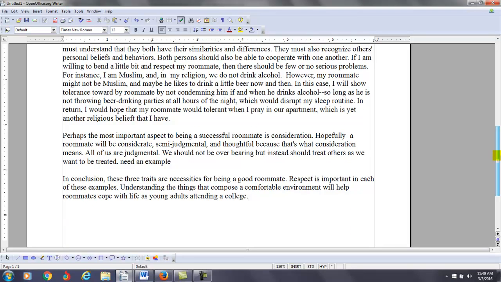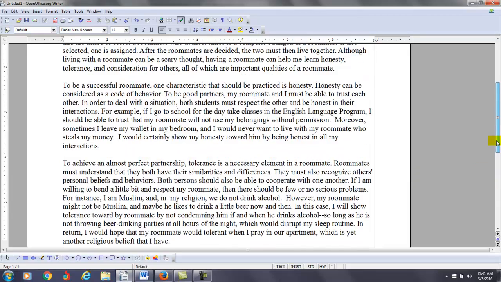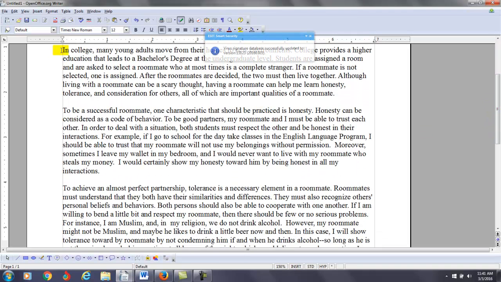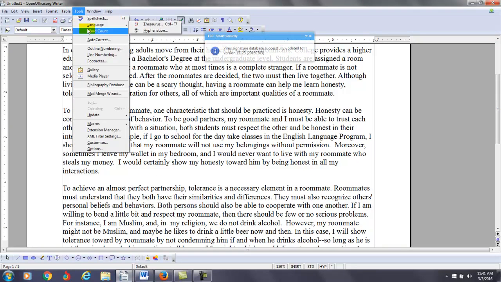I would, instead of saying these three traits, it might be better to repeat them one more time, but you are restating the points here. Then you bring up the respect thing. I don't know if I would do that. It kind of brings it into a different direction, but okay, let's edit it one more time. Let me spell check it for a minute, and then I'll give you a score in just a minute.